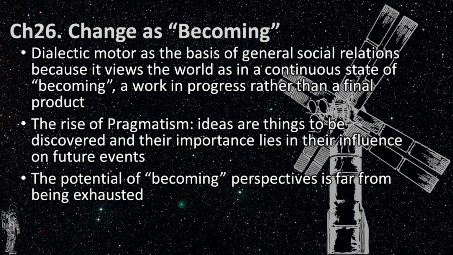Finally, the full title of Chapter 26 is The Becoming of Change in 3D, Dialectics, Darwin, and Dewey. The chapter views the dialectic motor as the basis of general social relations because dialectics views the world as in a continuous state of becoming, a work in progress rather than a final product. The chapter talks about the rise of pragmatism, which says ideas are things to be discovered, but their importance lies in their influence on future events and as tools to cope with problems and to promote social change. Finally, the potential of these becoming perspectives, which includes evolutionary theory and pragmatism in addition to dialectics, is far from being exhausted.